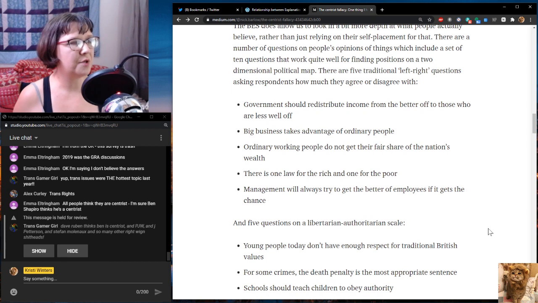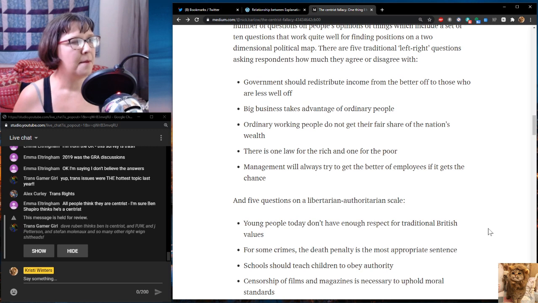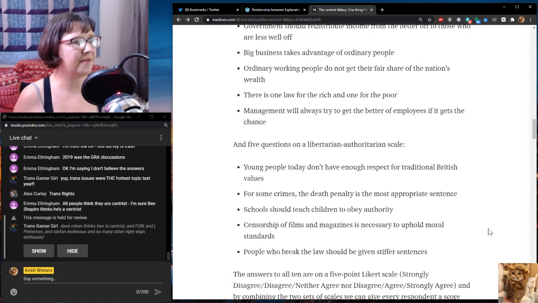Government should redistribute income from the better off to those who are less well off. Big business takes advantage of ordinary people. Ordinary people do not get their fair share of the nation's wealth. There is one law for the rich and one for the poor. Management will always try to get the better of employees if it gets the chance. And 5 questions on a libertarian-authoritarian scale.